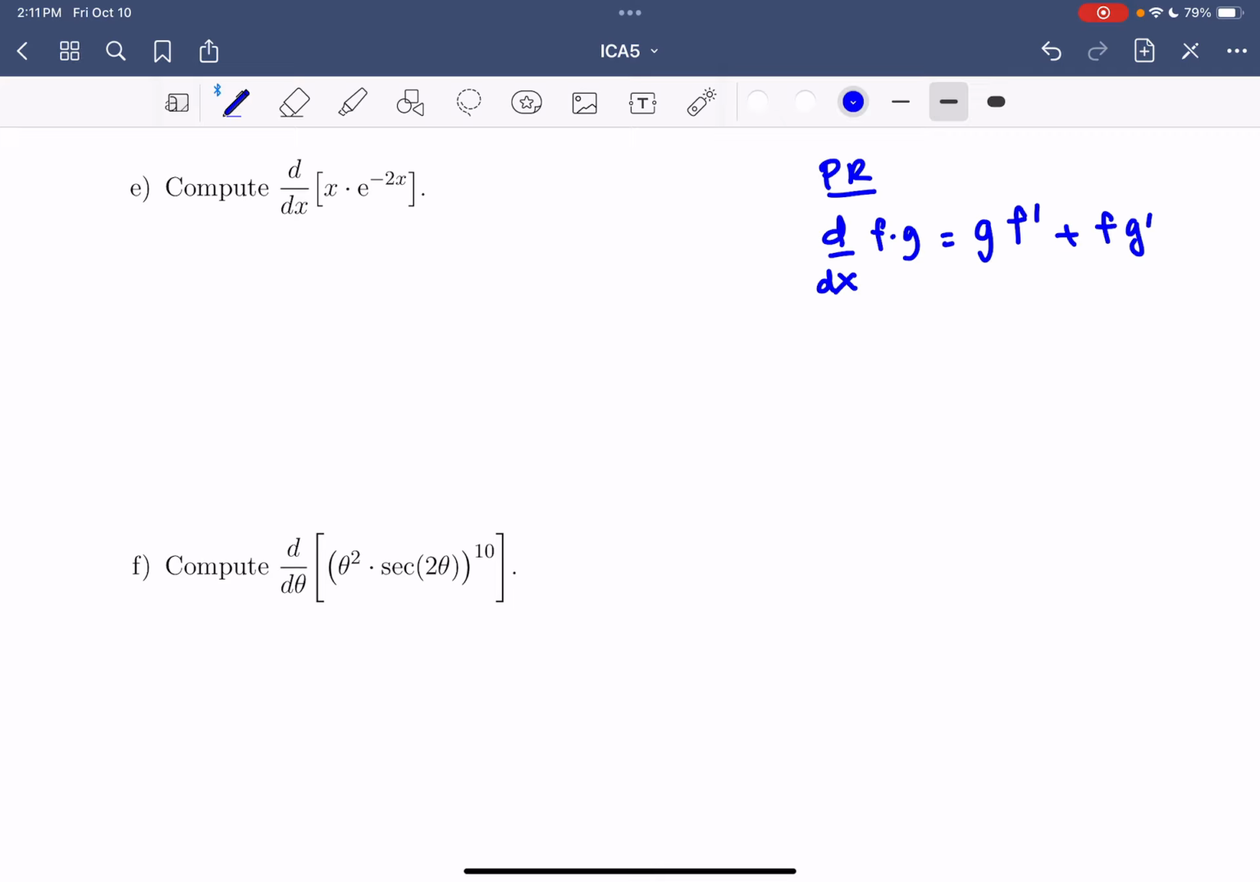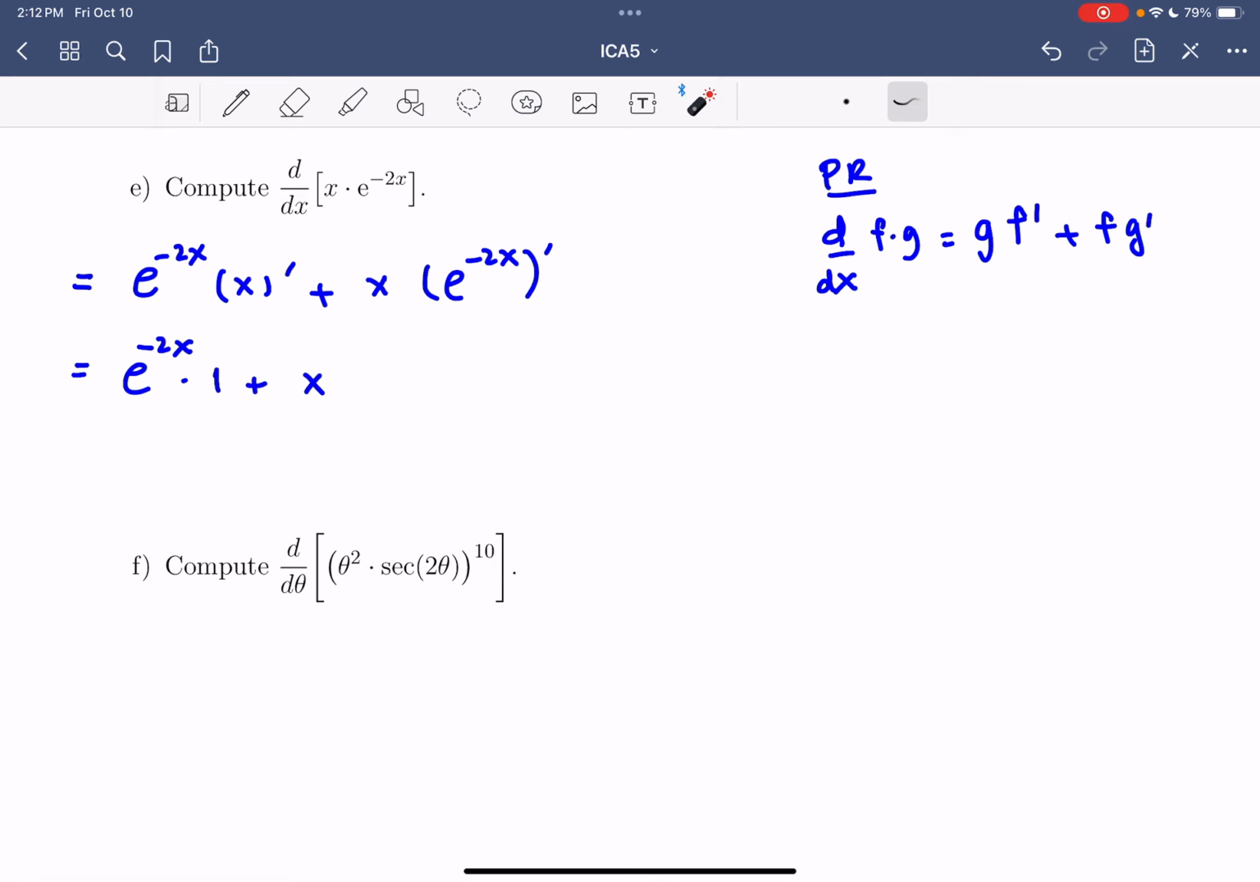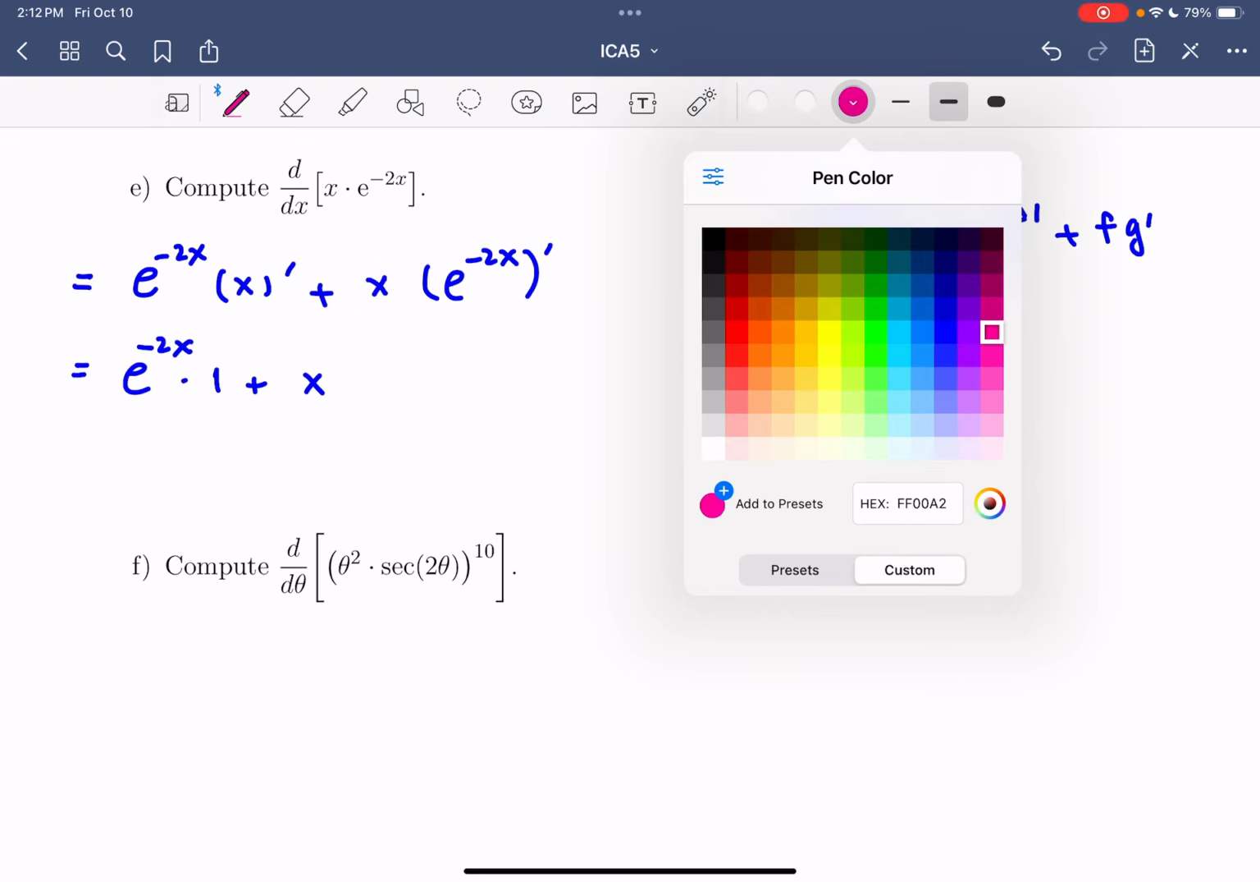All right. So let me set it up. This would be the second one, e to the negative 2x, times the derivative of the first one, plus the first one times the derivative of the second one, okay? That's it. So let's just do it. This would be the second one, e to the negative 2x, derivative of x is 1, plus x times the derivative of e to the negative 2x. And that's what I was saying, right? And you don't get to forget this.